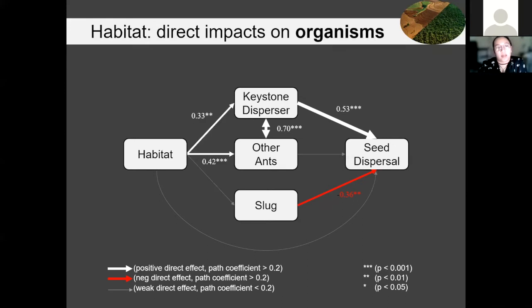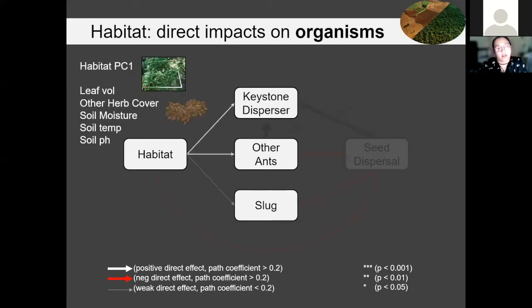But when I look at the impact of habitat on the organisms, we did find strong, significant impacts of habitat on our two ant groups, Phoenogaster and the other ants. Quickly, I do need to explain. This habitat factor was several variables compressed into one using a principal component analysis. We put in things like leaf volume, other herbaceous plants, so not myrmecochores, soil moisture, soil temperature, soil pH. All of these factors were put together. We picked out the ones that seemed to be highly correlated with our organisms and dispersal. And so this is what we found.